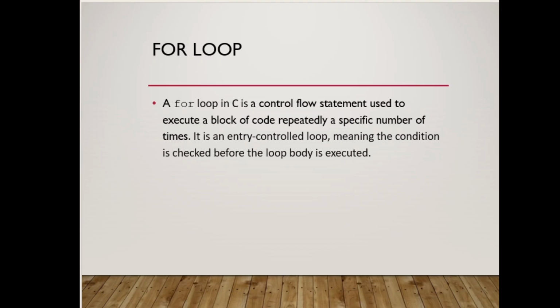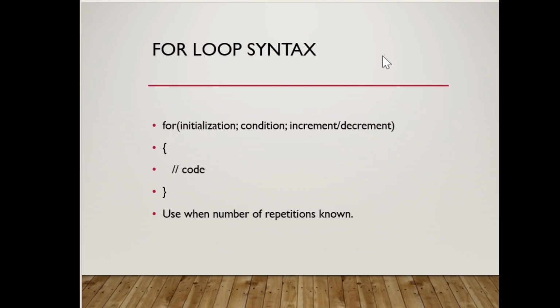So, for loop. First, let's talk about the for loop. The for loop is used when the number of repetitions is already known. It is called an entry control loop, which means the condition is checked before the loop body executes. So, if the condition is false, the loop will not run even once. The general syntax of a for loop looks like this: for, initialization, condition, increment or decrement.